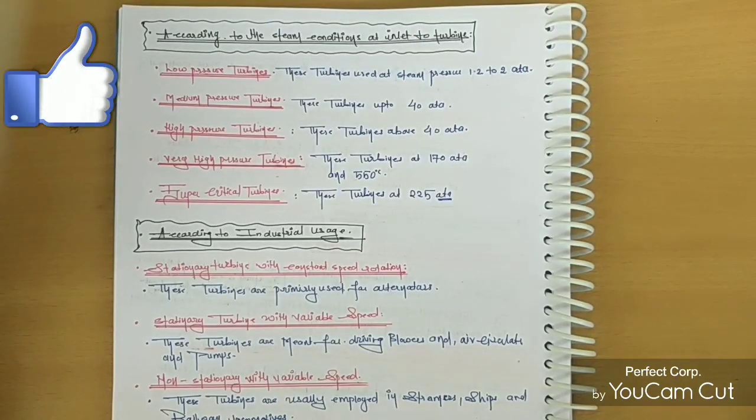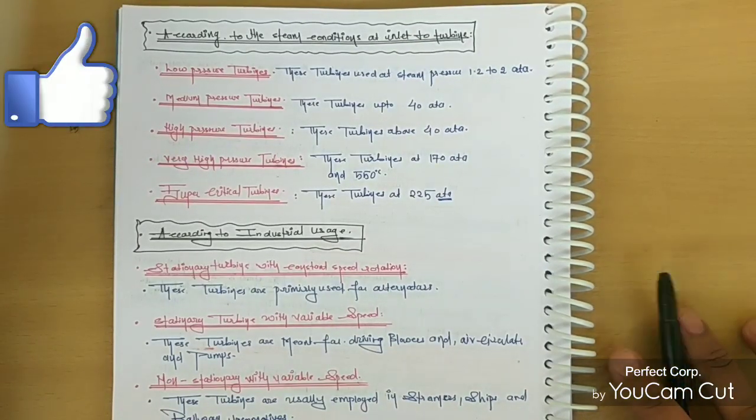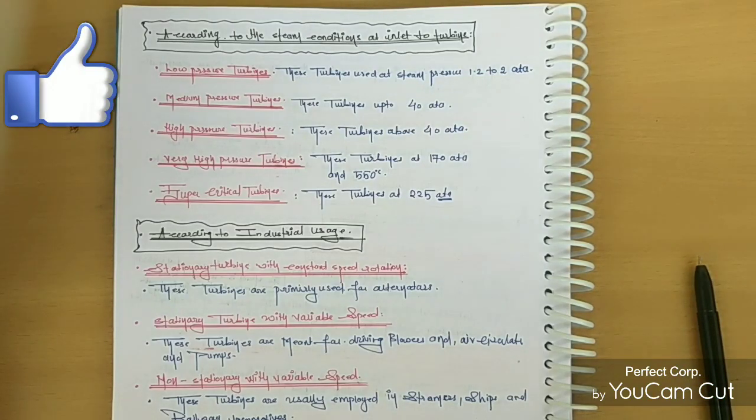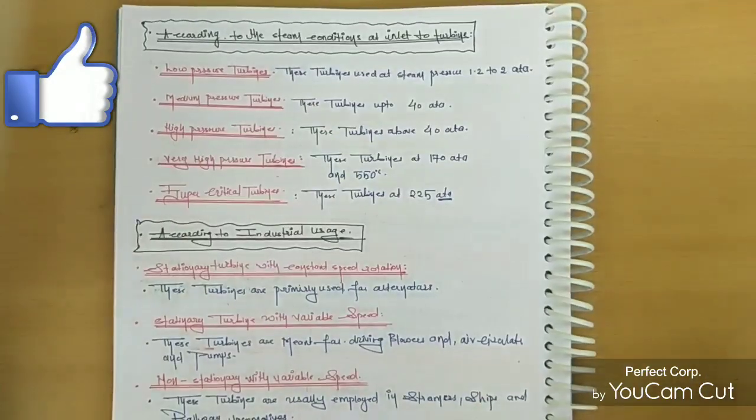So how can we categorize the low pressure turbine? Low pressure turbine means it works in between 1.2 to 2 standard atmospheric pressure. So what do atmospheric pressure and gauge pressure mean for us? In gauge pressure we take the datum from atmospheric, but in absolute pressure we also take atmospheric pressure. Here we calculate with the help of absolute pressure. Okay, so this is a basic fundamental you need to know.